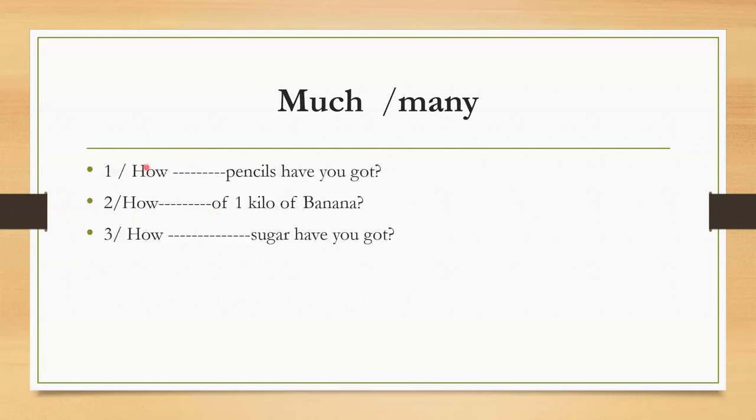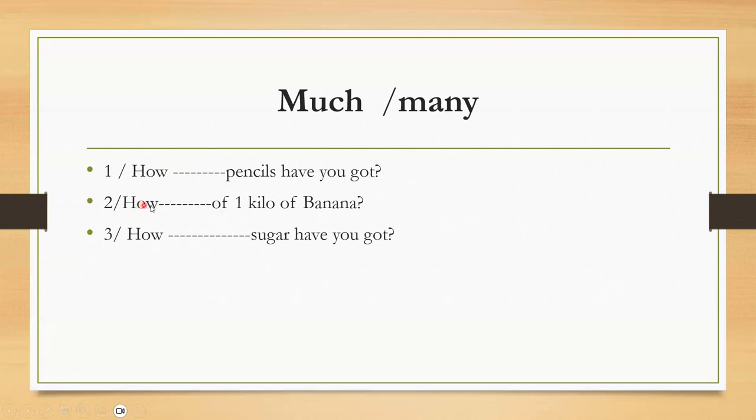Okay. Let us practice. Number one: how dash pencils have you got? Pencils. I can say one pencil, two pencils, three pencils. That means pencil is a countable noun. So I will say, how many pencils have you got?